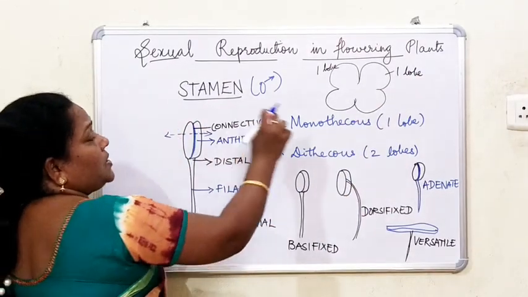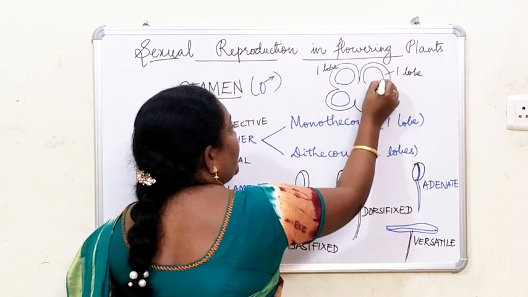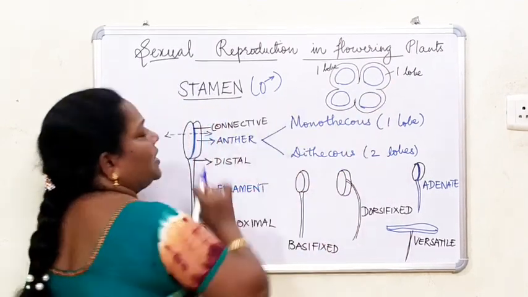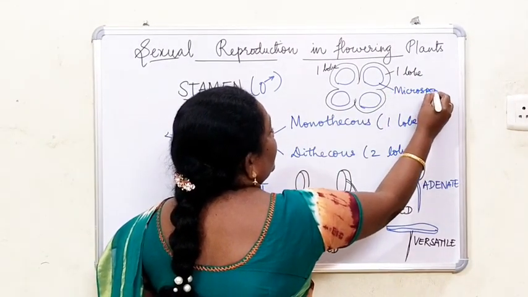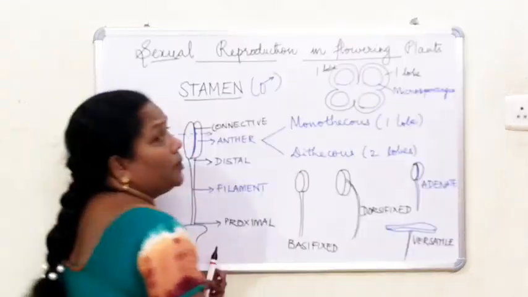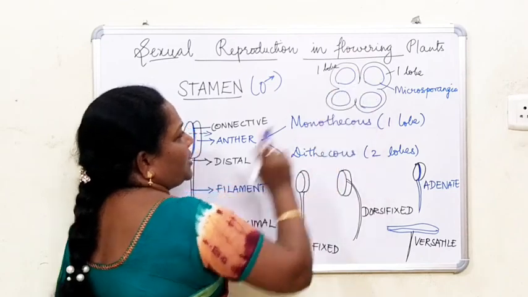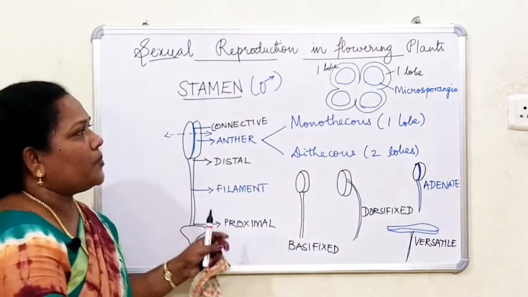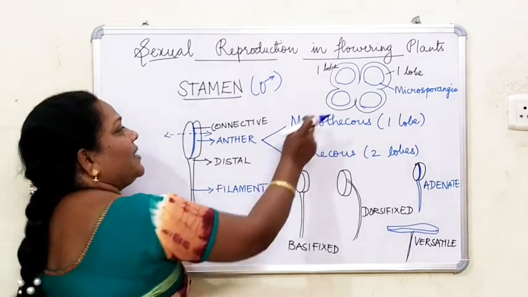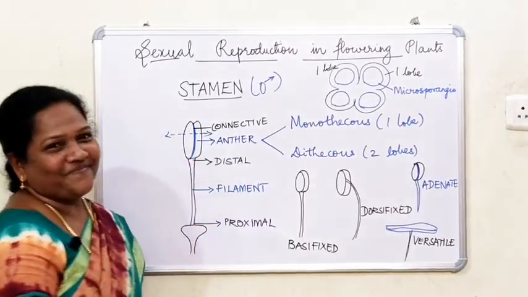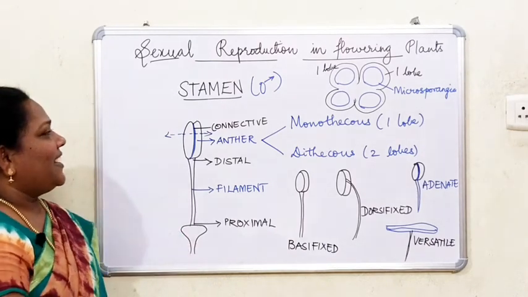When you take the section of the anther, you can see microsporangia. When young, you call these microsporangia, but when matured, they are considered to be pollen sacs. Each lobe has 2 microsporangia. Most stamens in angiospermic plants are dithecous in nature and have 4 microsporangia. Today we have seen the structure of the flower and the structure of the stamen.